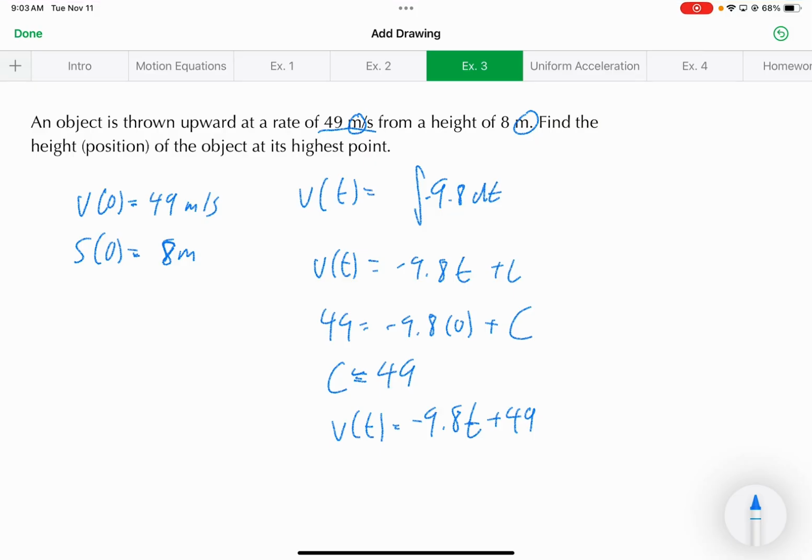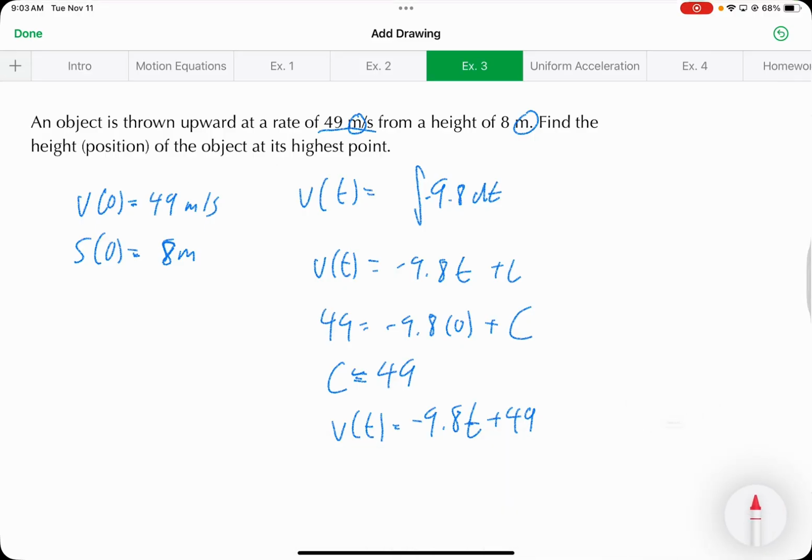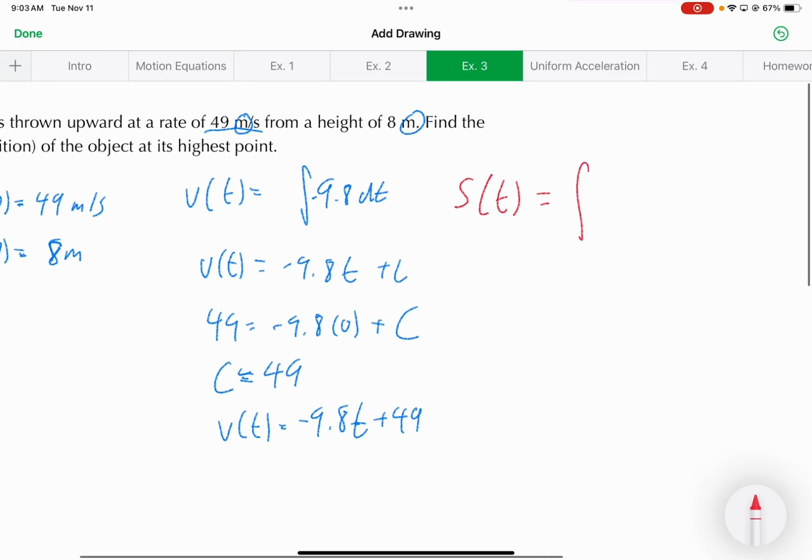All right, before I set that equal to 0, I remember that I like finding all of my things first. So I'm going to work on finding my position function now, and then I'll go from there. I'm in integral mode right now.